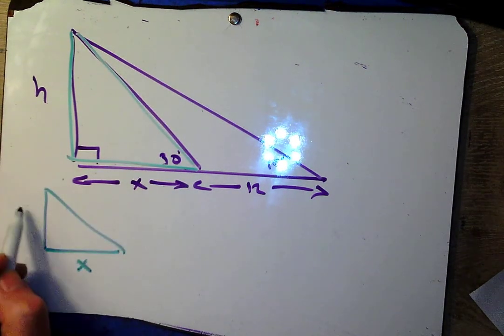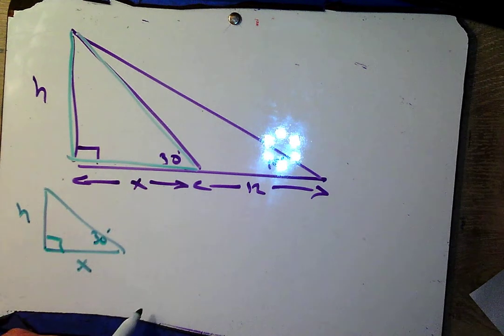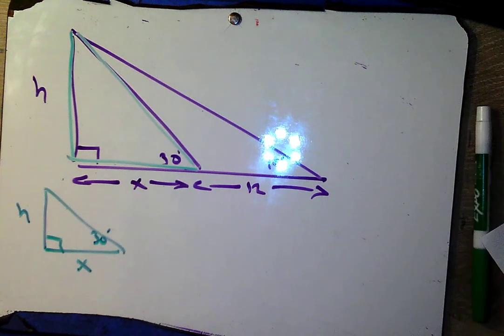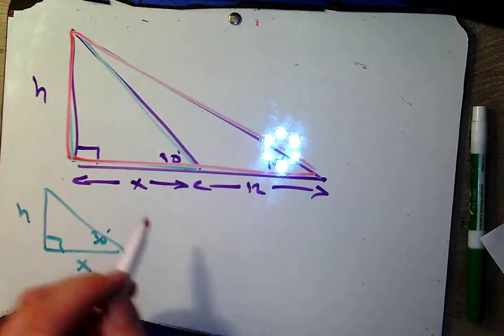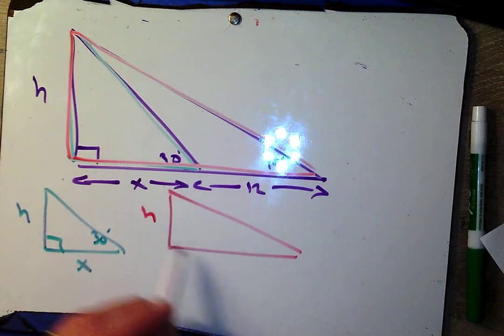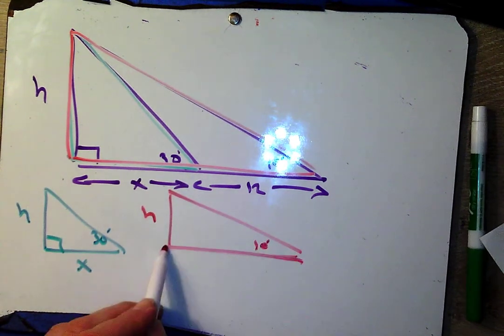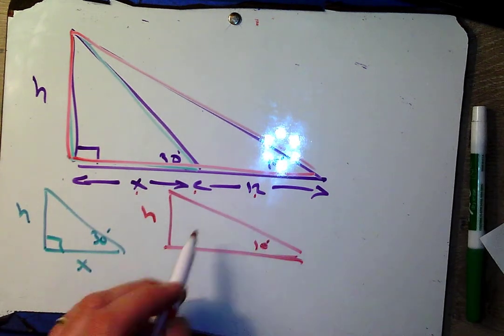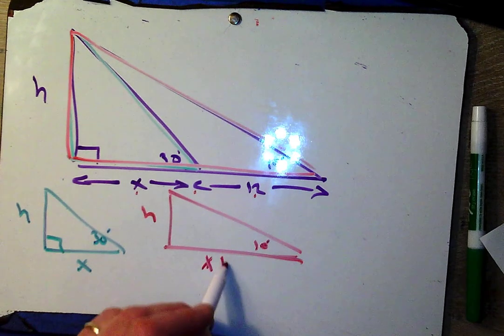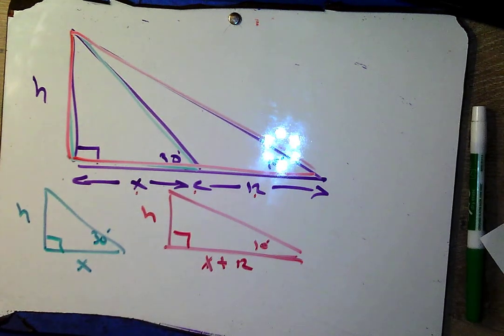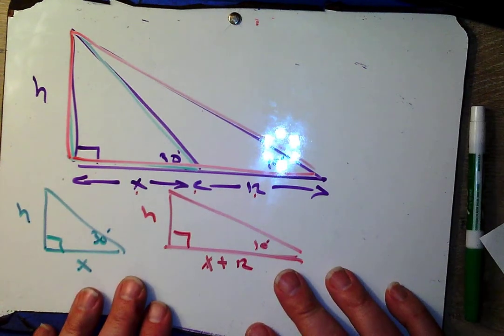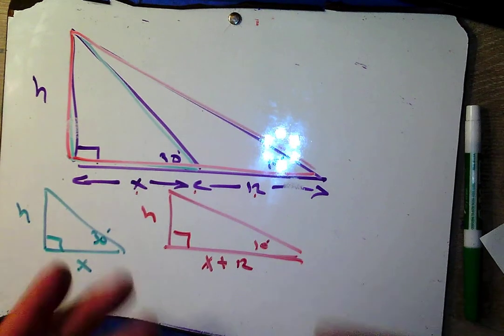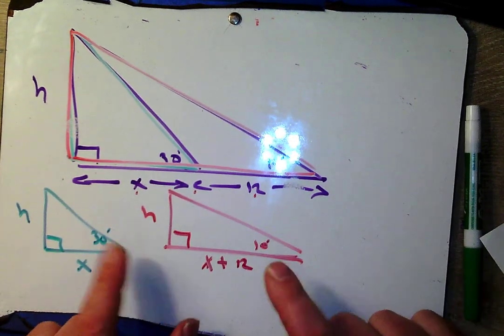We have x and h and 30. And this one, we have h, we have 10. And this side is this whole thing. It's x plus 12, not x times 12. X plus 12. Okay. And if you got this far, but couldn't go the rest of the way, I mean you were stuck trying to get to this place, if you think you can, now pause the video again and see if you can go from here.